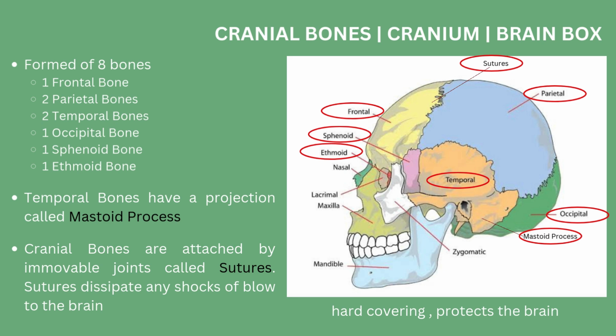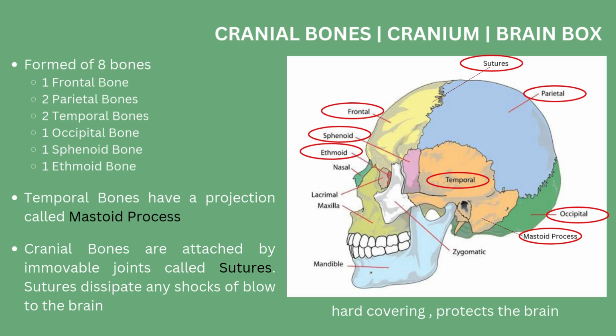Then 2 temporal bones, which form the lower side of the skull and house the ear structure. Then 1 occipital bone, which forms the back and base of the skull, protecting the brain stem. 1 sphenoid bone, which is located at the base of the skull, and helps to form the eye sockets and supports the brain.